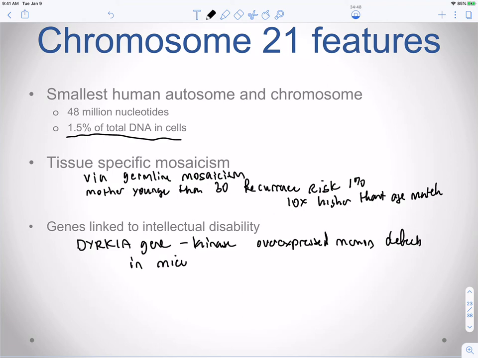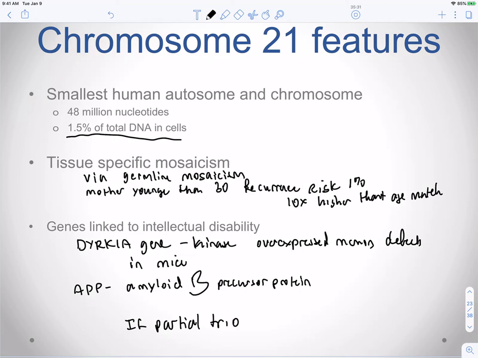Now, this is also thought to be attributed to intellectual disability. There is another gene on this chromosome called the APP, and this is an amyloid beta precursor protein. Now, this gene also has overexpression again, and this is associated with Alzheimer's disease when Down syndrome patients present with Alzheimer's over the age of 40. And one of the reasons for this is because individuals who have partial trisomy in which the APP is excluded, so you don't get overexpression of APP, then these individuals do not get Alzheimer's.